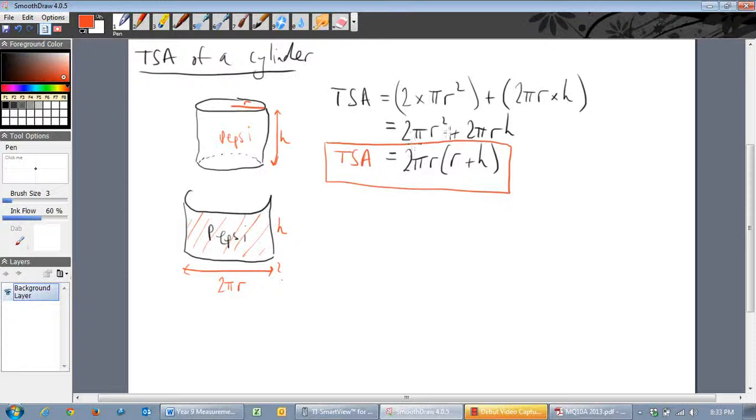The reason this is a bit easier is that if you do this one, you'll do all this working out, and all this working out, and add them together on your calculator. Here, you just go 2 pi r, and then you go r plus h. It's a bit quicker, less typing in on your calculator. So there's your formula. Nice and simple.